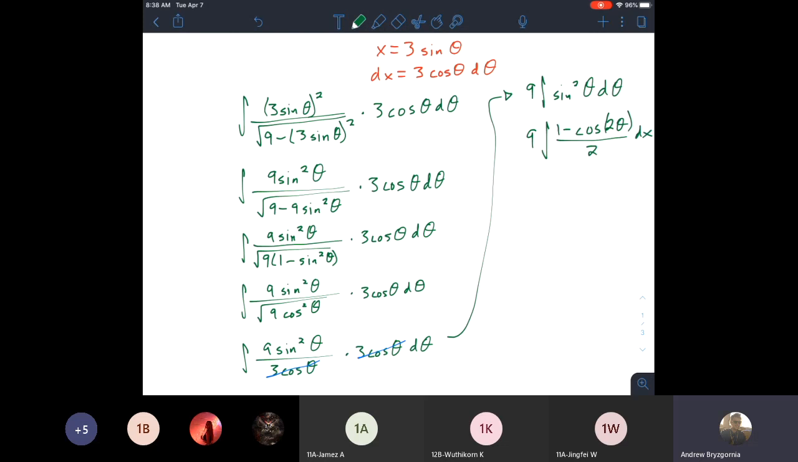I'm going to take this 2 and I'm going to move it out as well. So now we're going to get 9/2 in front. And then that leaves us with 1 minus cosine 2 theta. Oh, and I shouldn't have dx. It should be d theta.